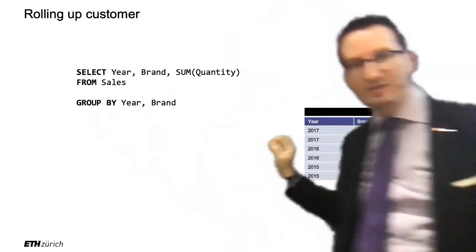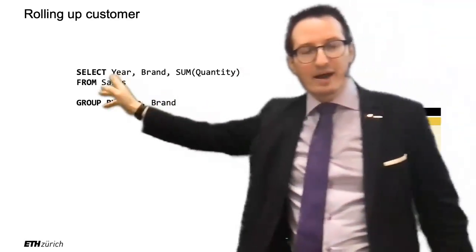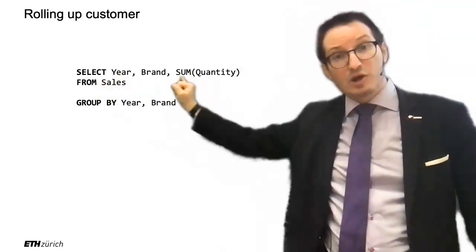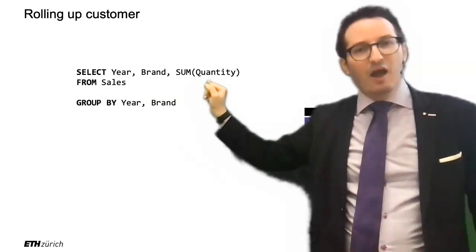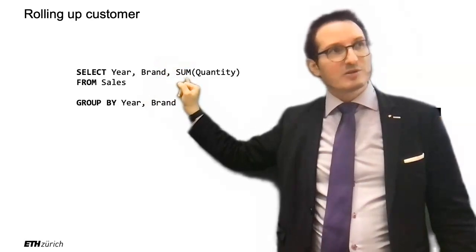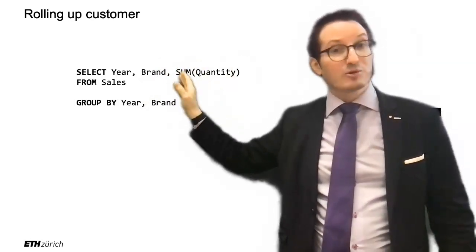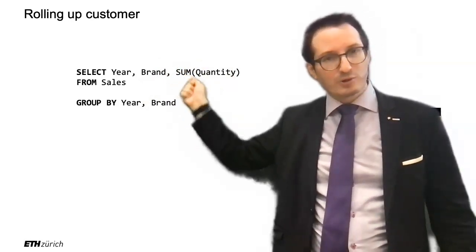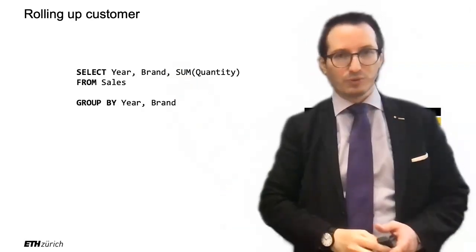I keep year and brands. This is why they appear here. And then I put them again in my select clause, and I sum over the quantity, right? Note that you can also use count, mean, max, so there's other aggregation functions. And in spreadsheet software, you can also select that, right? You can also say when you aggregate what function do you want to use. So this is a roll up on customer.